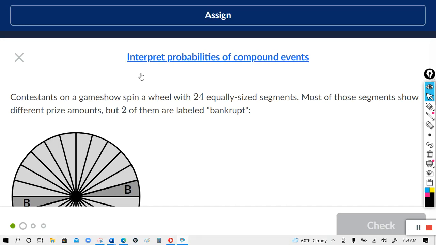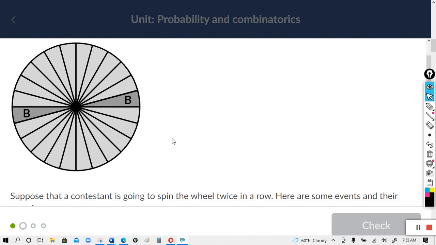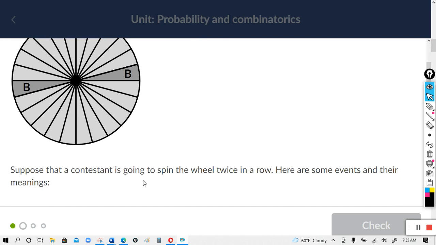This will be for the assignment, interpret probabilities of compound events. Contestants on a game show spin a wheel with 24 equally sized segments. Most of those segments show different prize amounts, but 2 of them are labeled bankrupt. That's the B right there. Suppose that a contestant is going to spin the wheel twice in a row.